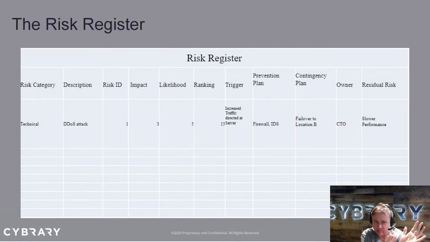intrusion detection system. All right. But my trigger is if network utilization exceeds 80%, that's an indication we may be under denial of service. So if we get that trigger, at that point in time, we're going to do a failover to another location. So a trigger indicates the risk event's about to materialize. A trigger can also be known as a KRI, a key risk indicator. And again, it tells me, hey, this risk is about to materialize. Think of it as an early warning system.